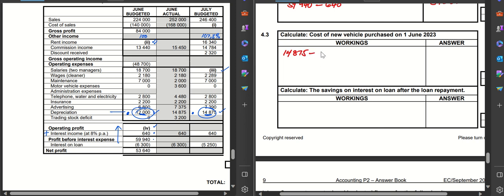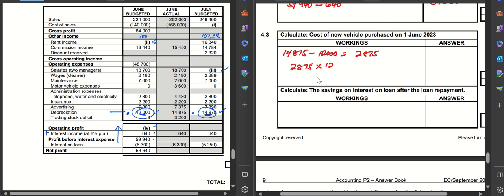Then we subtract the old depreciation, which is 12,000. This would then give us 2,875. This is the depreciation for the new asset. So we then take the depreciation for the new asset, which is 2,875, and we would say for the entire year, how much would it be? So you multiply this by 12.